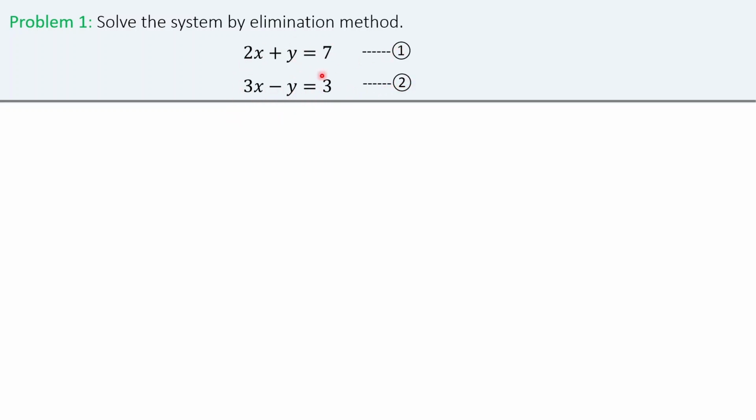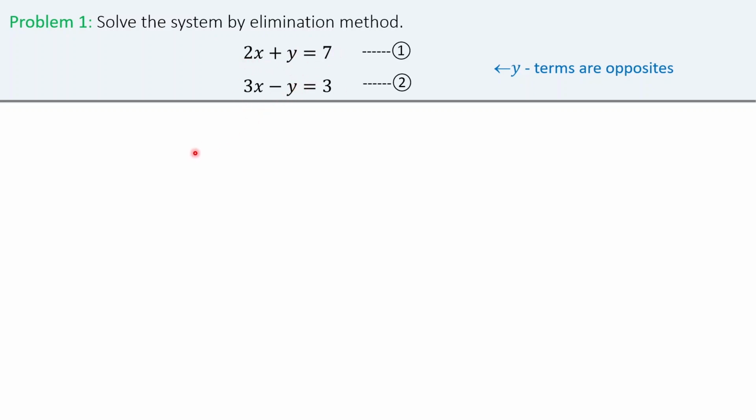If you look at the system, you have a positive y and a negative y. These are opposites. That is, the y terms are opposites. If you add positive y and negative y, you get 0. So, if you add these two equations, you can eliminate the variable y.